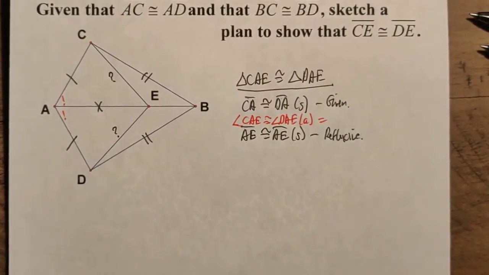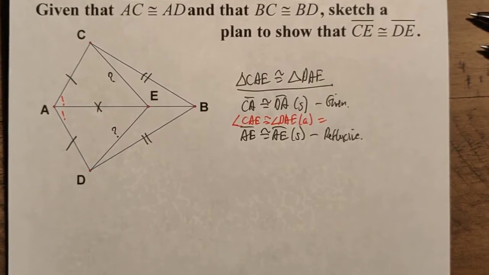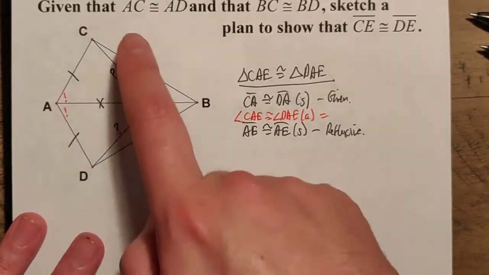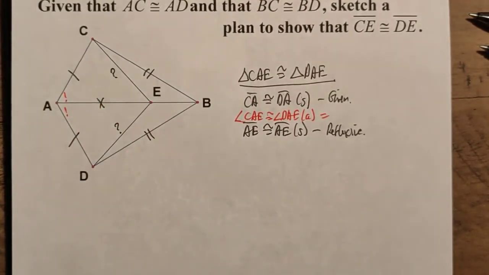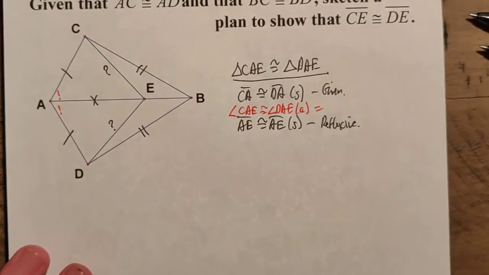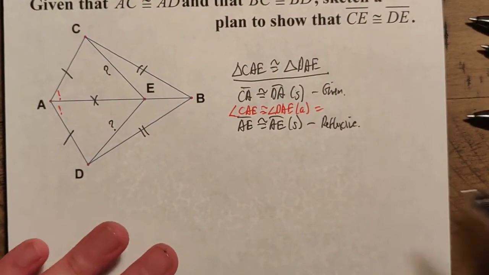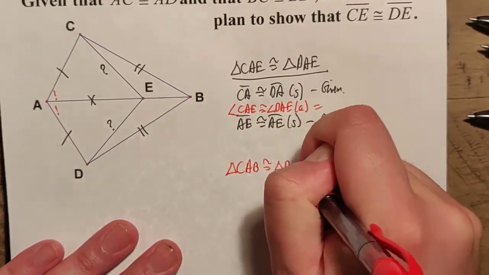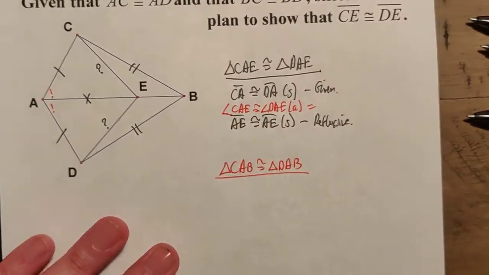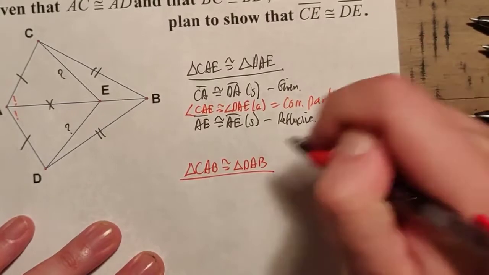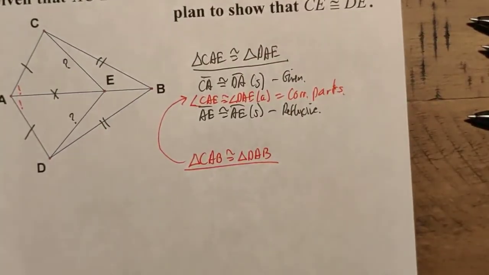So now the question is, how do I get this to show up? Well, wait a minute. Now, if we look at CAE and DAE here, they're corresponding parts of bigger triangles. In particular, they're corresponding parts of CAB and DAB here. So it would seem that we can actually get this from another pair of triangles. I can show that CAB and DAB here are congruent. And if I know that, I can use corresponding parts, and I can sort of insert this in here and finish the proof that way, right?